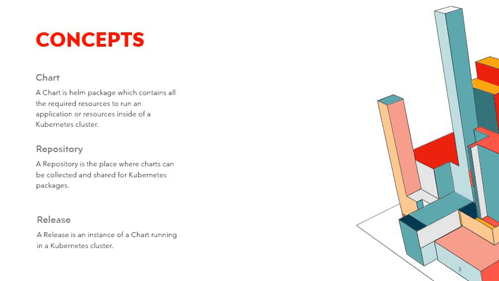And now the third one is release. So a release is an instance of a chart running in a Kubernetes cluster. So basically when you are using a repository, you have created a chart. Now you have to deploy it in the Kubernetes cluster. So when a chart is applied to the cluster, a release is created.